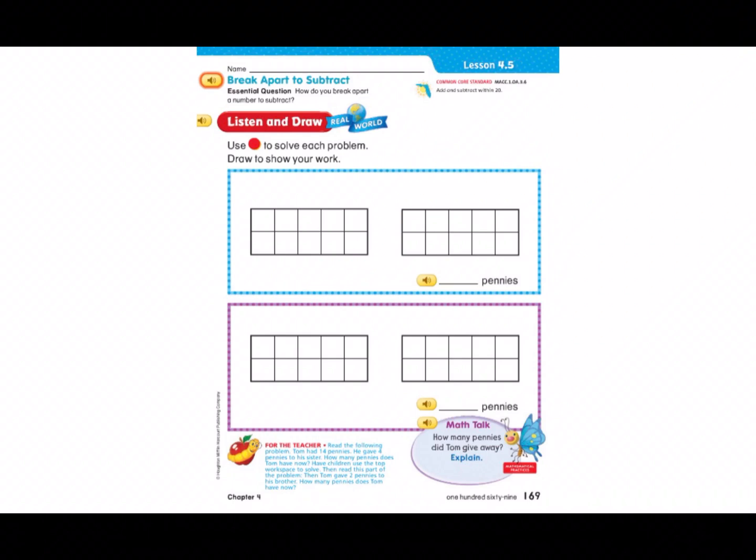Hey, first grade, let's do our math lesson today. We are working on page 169 in your big math workbook, and this is chapter 4, lesson 5, break apart to subtract. Listen as I read.